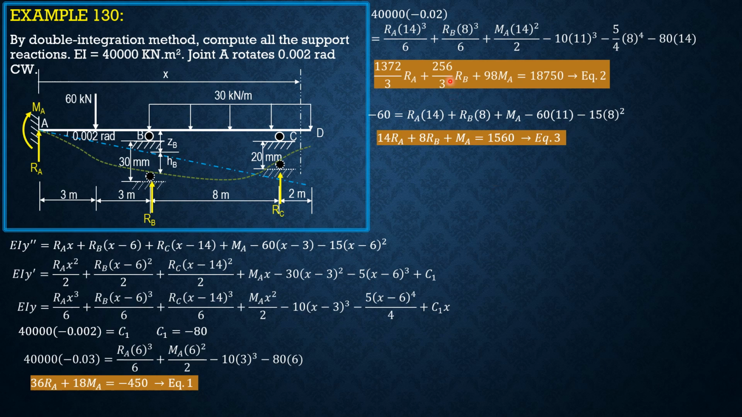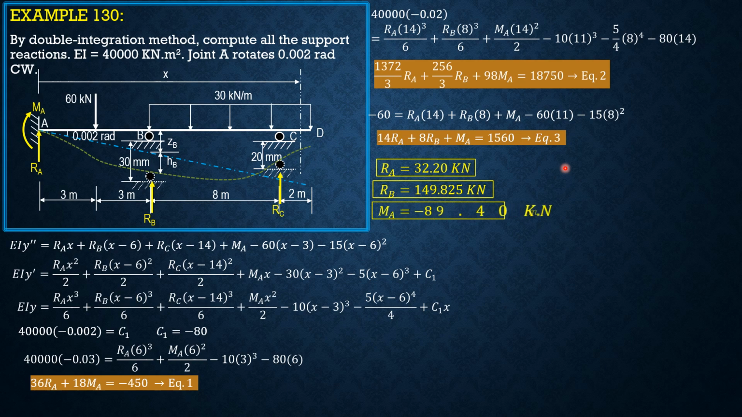So solving these three equations simultaneously without further solving the details because that's mathematical. You were trained to solve simultaneous linear equations. You may apply substitution, matrix, or whatever available tool you are comfortable with. So the results would be RA equals 32.2 kilonewtons, R sub B equals 149.825 kilonewtons, and MA equals negative 89.4 kilonewton meters.